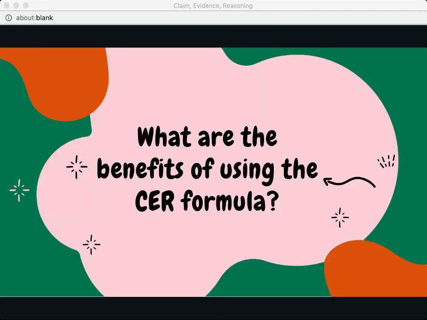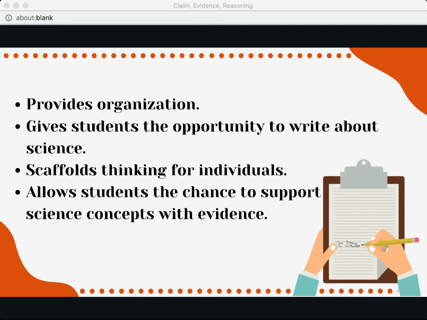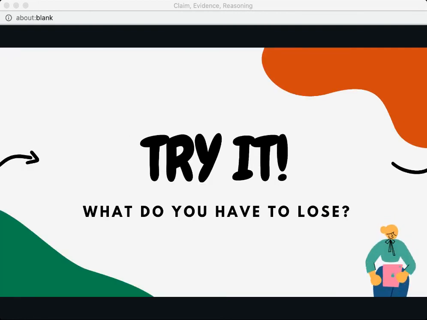This formula is fantastic for students and teachers, but what are the real benefits of using the CER formula? Using this format provides organization for students and gives them the opportunity to write more about science. It also scaffolds thinking for individuals so they do not feel overwhelmed with open response questions, and it also allows students the chance to support science concepts with hard evidence.